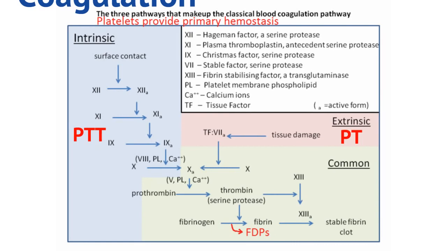We won't go into the specifics of each pathway, but I'll highlight some important points. First, the intrinsic pathway is monitored by PTT. Your extrinsic pathway is monitored by your PT lab. The common pathway is very important, and both the intrinsic and extrinsic feed into the common pathway. In the common pathway, prothrombin is converted to thrombin by activated factor 10A.